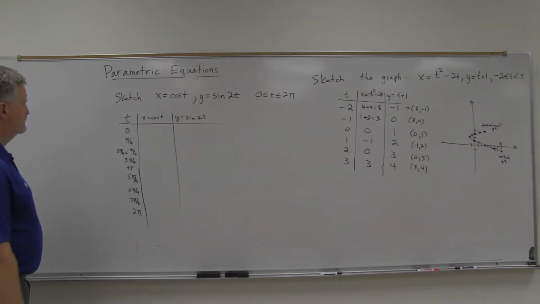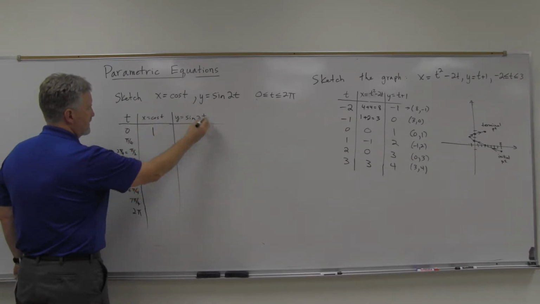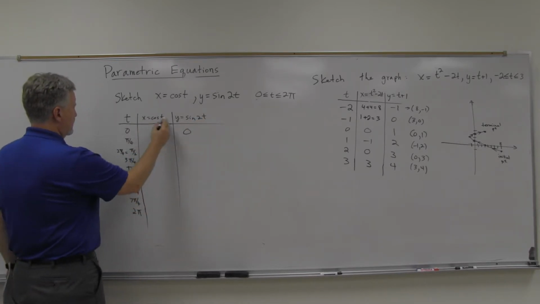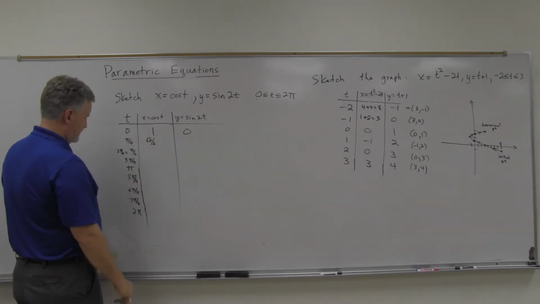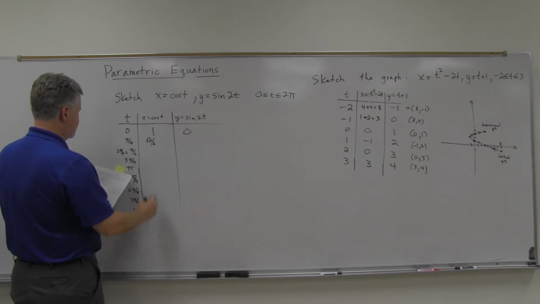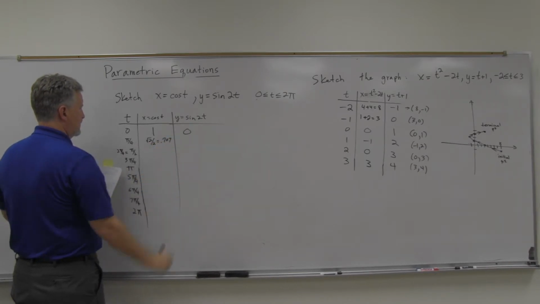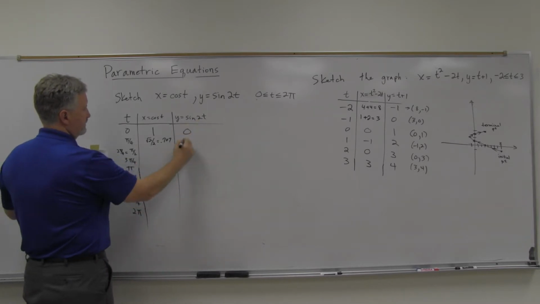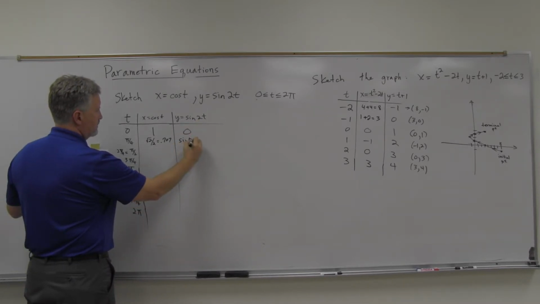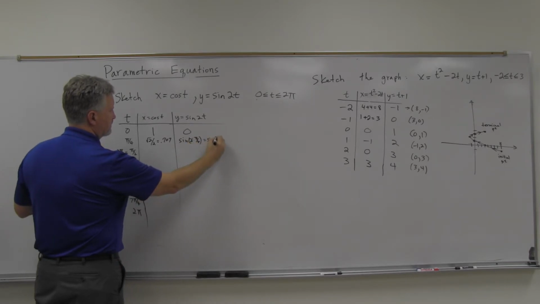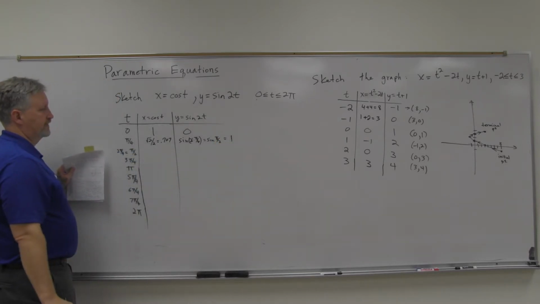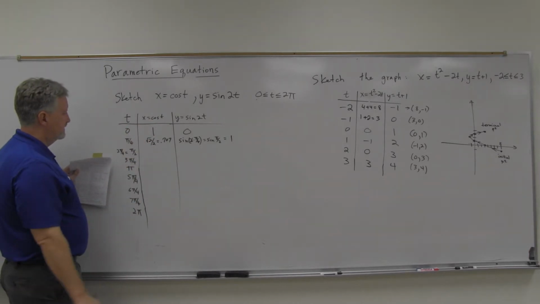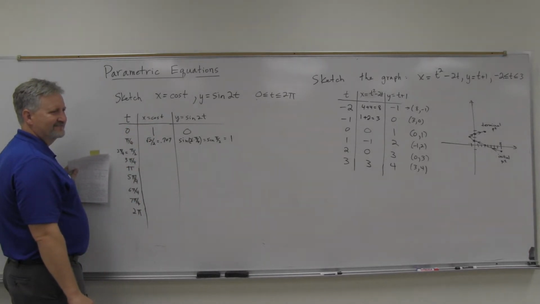Okay, so t is 0, cosine 0 is 1, sine of 0 is 0. Cosine of pi over 4 is square root of 2 over 2, which is about 0.707. And then sine of, well, if you do 2 times pi over 4, that'll get you sine of pi over 2, which is 1. Anyway, just whatever you have to do to figure all that out.